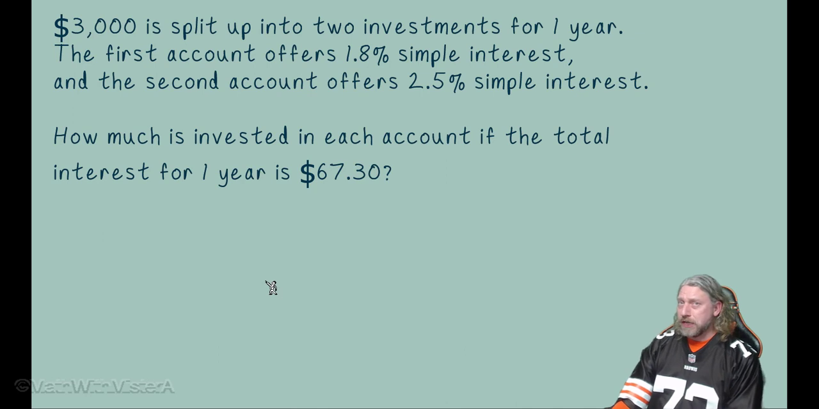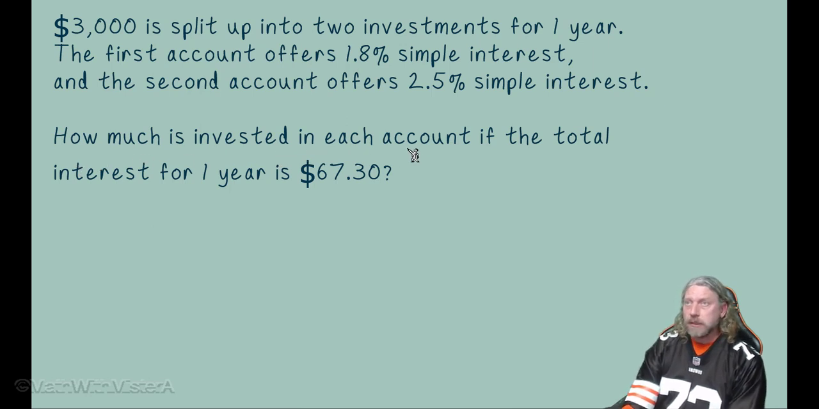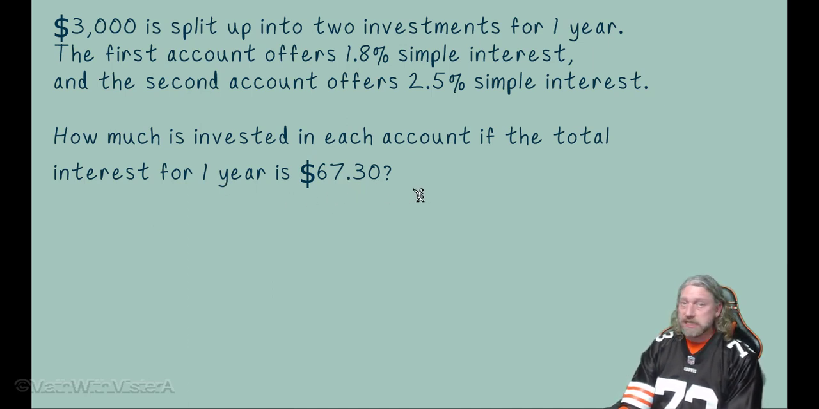Here's our first journey. $3,000 is split up into two investments for 1 year. The first account offers 1.8% simple interest, and the second account offers 2.5% simple interest. How much is invested in each account if the total interest for 1 year is $67.30?